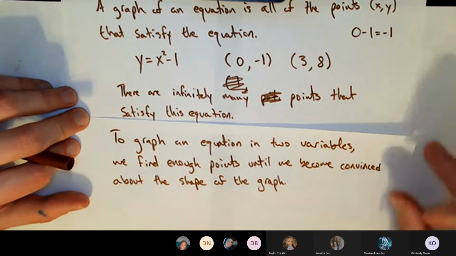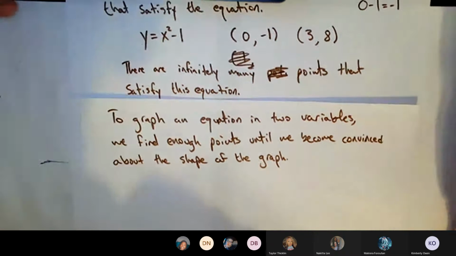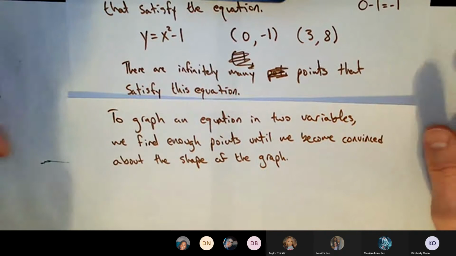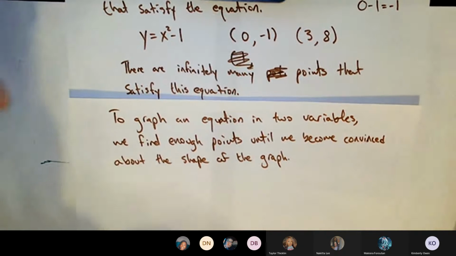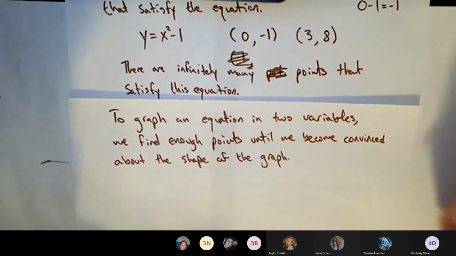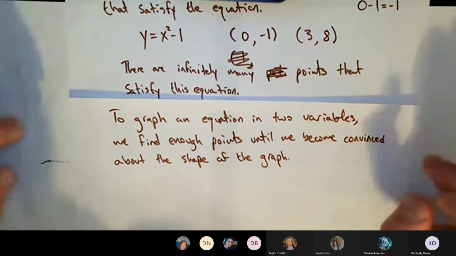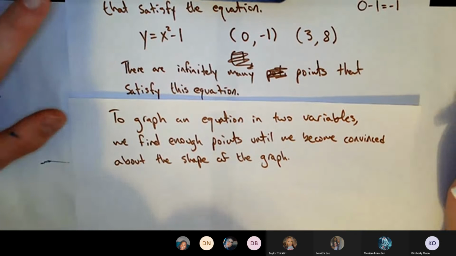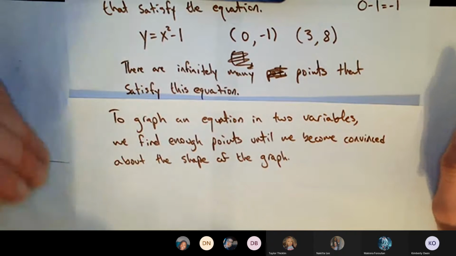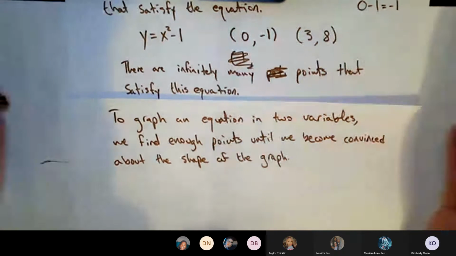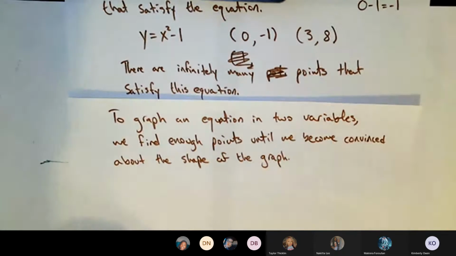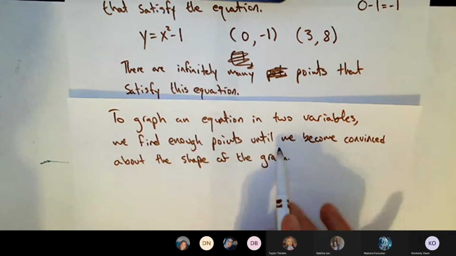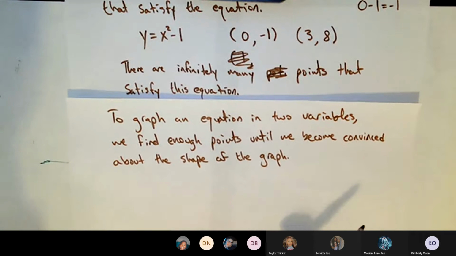What does that mean? I'm going to be helping you with that. I'm going to give you some tips that tell you if it's looking like this, you should probably get this many points. Here are some important points to check, specific values to check. You're going to want to make sure you go into the negatives and the positives. We're going to talk more about becoming convinced about the shape of the graph.